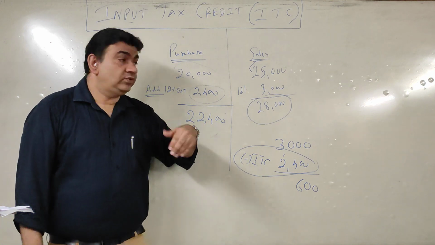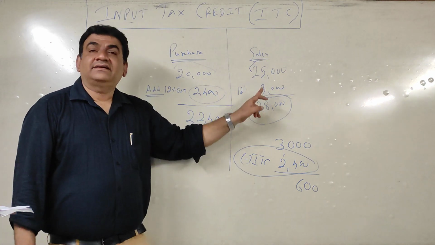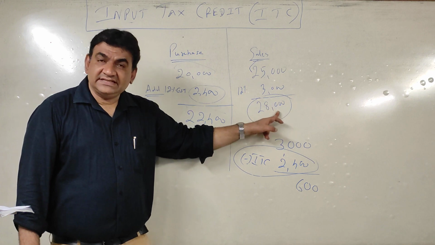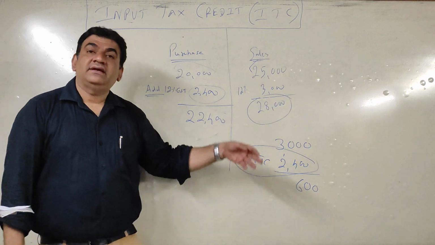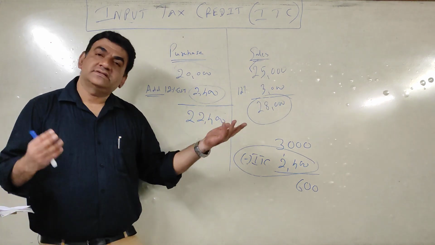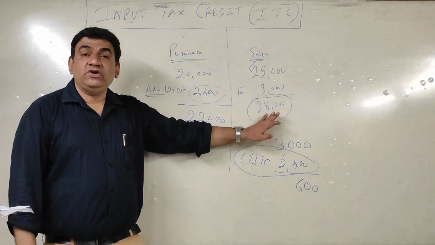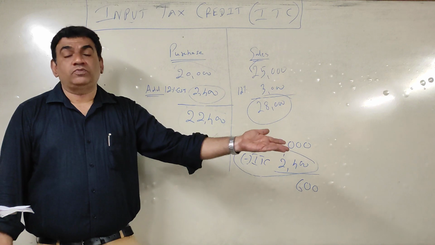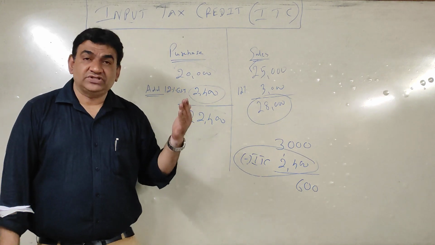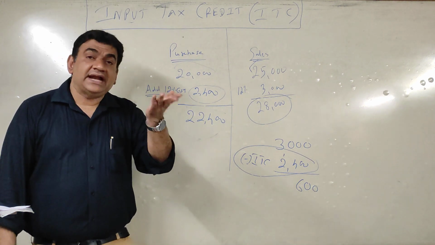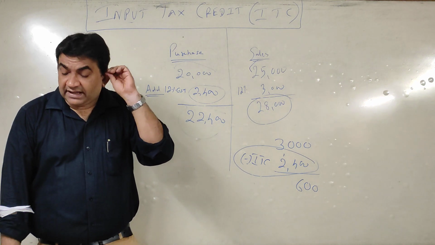Output, going out, I sell. Tax collected on sales is output tax. Tax paid on purchases is input tax. Output supply, the value of goods sold, that is your output supply. Output supply means selling the goods and the value at which you sell, that is the value of outward supply.